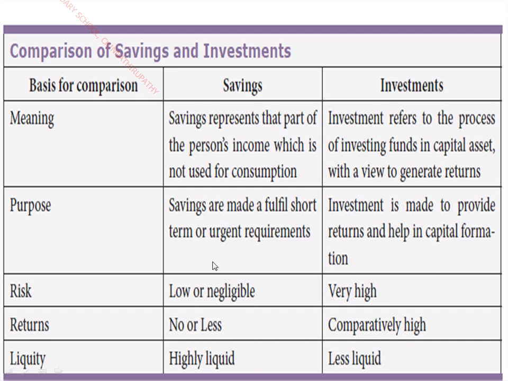See here, risk. What risk is undertaken in saving? Low or negligible. But here heavy risk can be faced during investment in your business. Sometimes your business faces a profit and at other times a fluctuation. And returns: in saving, none or less. Sometimes no interest will be received, and sometimes a little bit of interest benefit you will receive from the saving. Here, returns are comparatively high, because the investment risk is a lot.